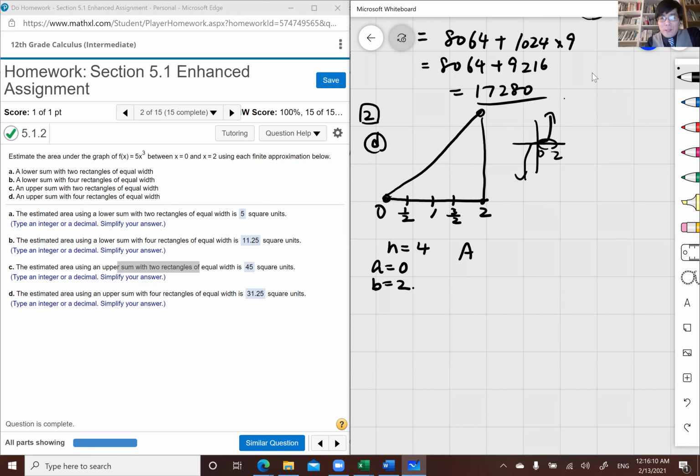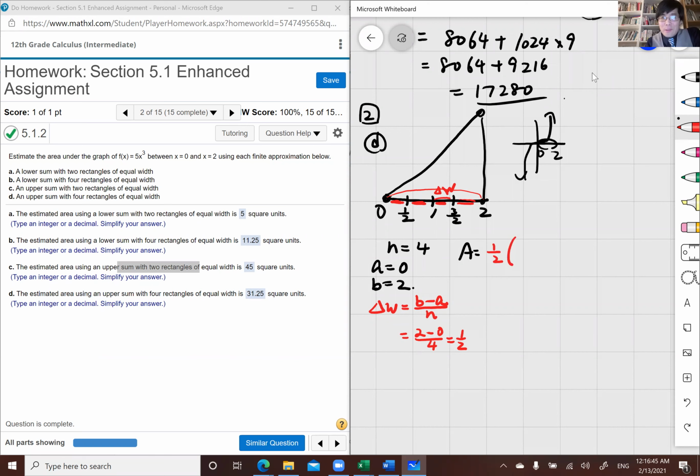Now to find the area, we want to know the width of each rectangle, and the width can be found by taking the length of the total interval and dividing by the number of rectangles. So in this case, 2 minus 0 divided by 4, which is 1/2. So each interval has a length of 1/2.